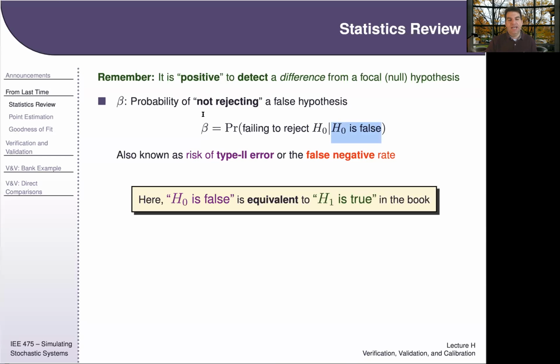So we view this as a false negative, because we built a test that was supposed to detect deviations from uniformity, and we gave it data that were not drawn from a uniform distribution, but it failed to detect the deviation. So that is a false negative. It was a negative because it didn't detect a deviation, but it should have. I'm saying the null hypothesis is false, whereas in the book they might say the alternative hypothesis is true. These are just equivalent ways of saying the same thing.